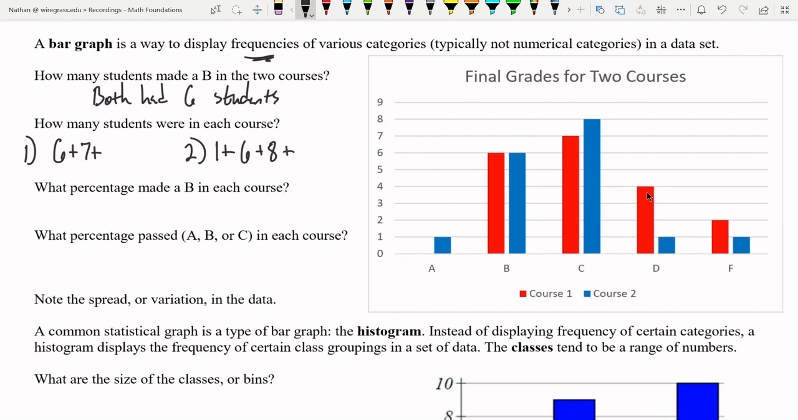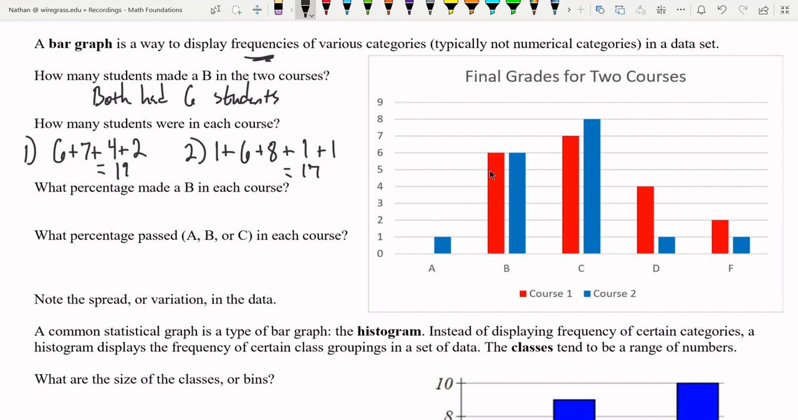For D's, I have 4 in course 1, and I have 1 in course 2. And finally for F's, I have 2 in course 1, and then 1 in course 2. So in total, it's going to be 10 and 9, which is 19 here. And then 3, 9, and 8, 17. So in total, we have 19 students in course 1 and 17 students in course 2.